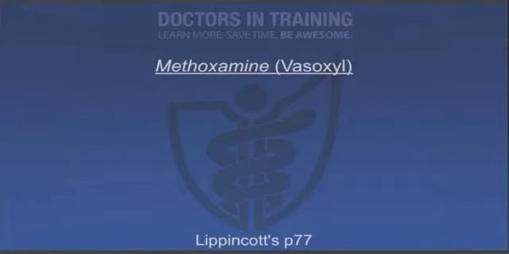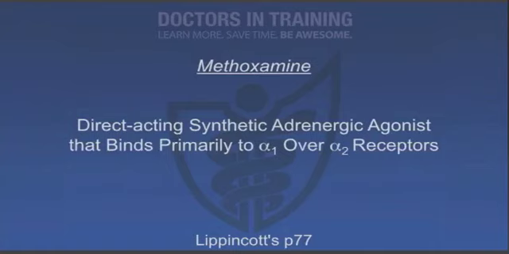The next drug I want to talk about is a direct-acting adrenergic agonist, methoxamine. Methoxamine, again, is a direct-acting synthetic adrenergic agonist that binds primarily to alpha-1 receptors more than it does to alpha-2 receptors. The alpha-1 receptors, and I know I've said this a million times, are going to increase blood pressure through their vasoconstrictive properties and thereby increase peripheral vascular resistance.